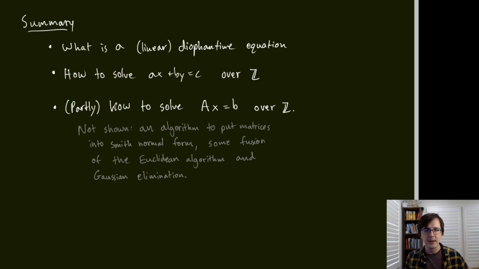And we also saw, at least partly, how to solve the more general problem of linear diophantine systems, Ax equals b, over the integers. It's only partly because I didn't show you an algorithm for how to put things into Smith normal form. I just asserted to you that this was the case. But it does end up being some combination of the Euclidean algorithm and Gaussian elimination.